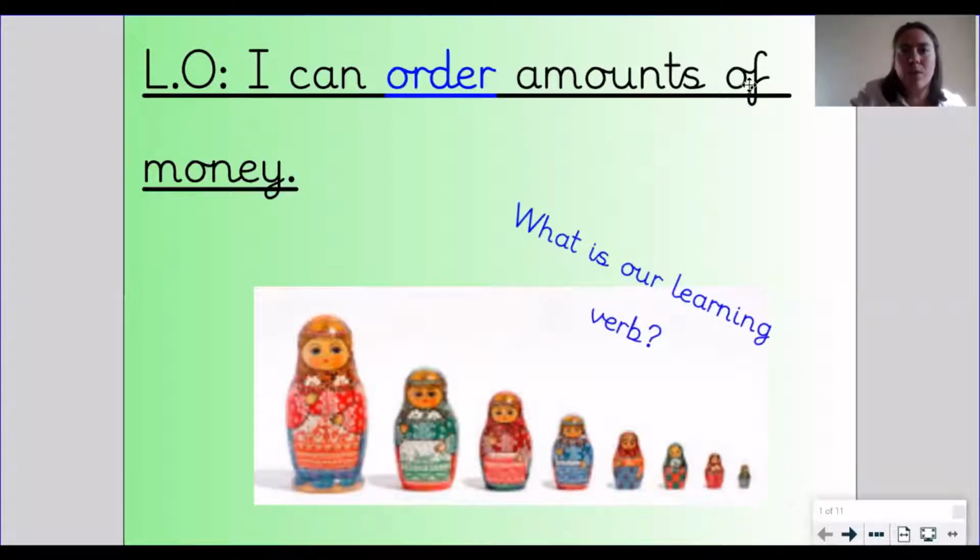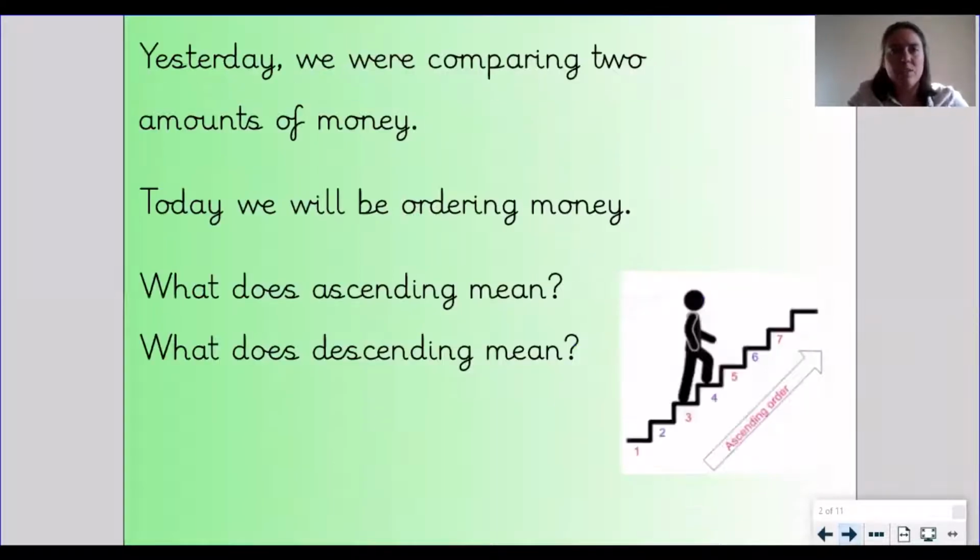Today we are going to be ordering amounts of money. So following from yesterday's comparing, we're going to be looking at putting them in the right order today. Okay, so we'll be needing to order in both ascending and descending order. Have a think to remember what those words mean. We've used them quite a few times already this year.